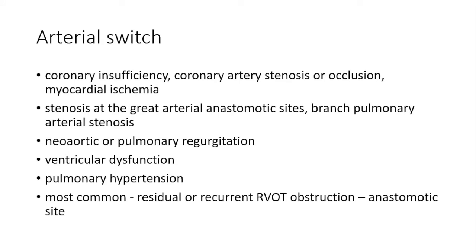In later years, surgery called arterial switch for TGA was developed, which had a better quality of life because the LV was the systemic ventricle in such cases. The surgery involved reposition of great arteries to the corresponding ventricle with reimplantation of coronaries. So, the complications associated with this surgery are coronary insufficiency or stenosis leading to myocardial ischemia, stenosis at the great arterial anastomotic sites or at the branch pulmonary arteries, neo-aortic or pulmonary regurgitation, ventricular dysfunction, or pulmonary hypertension.